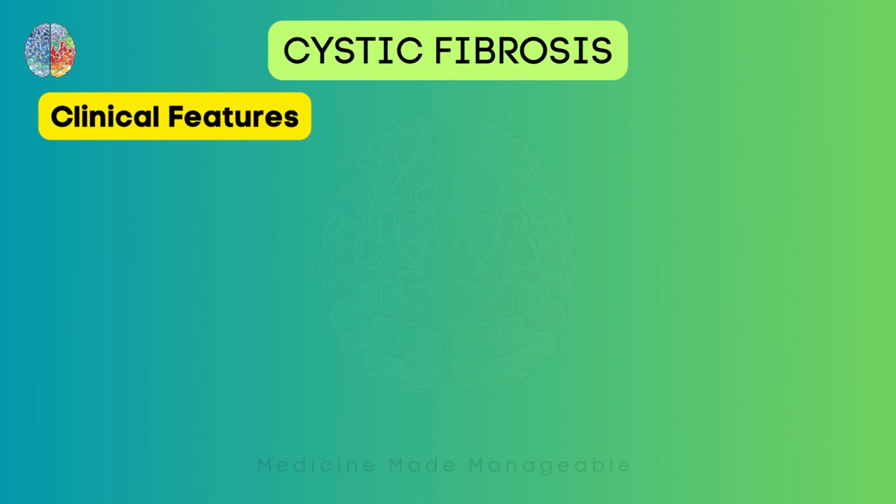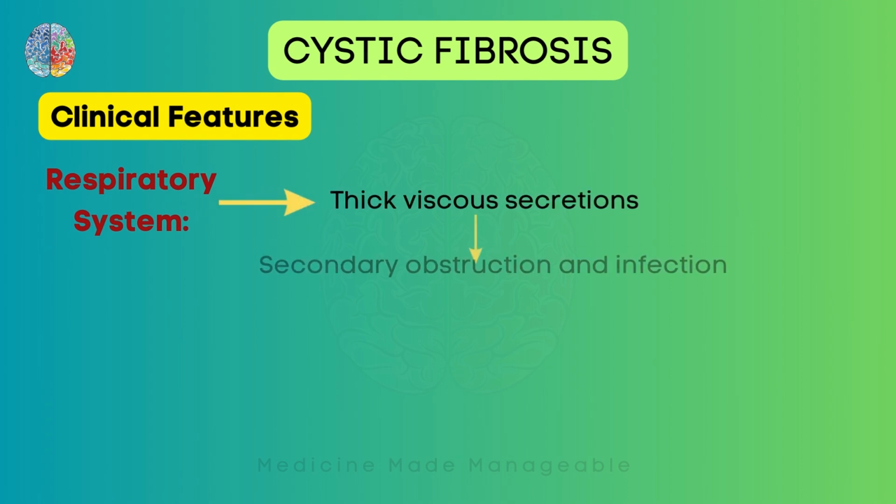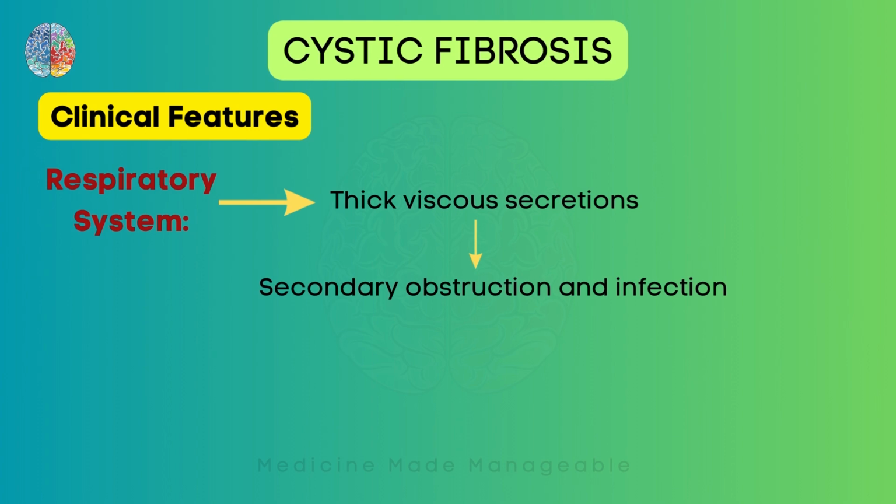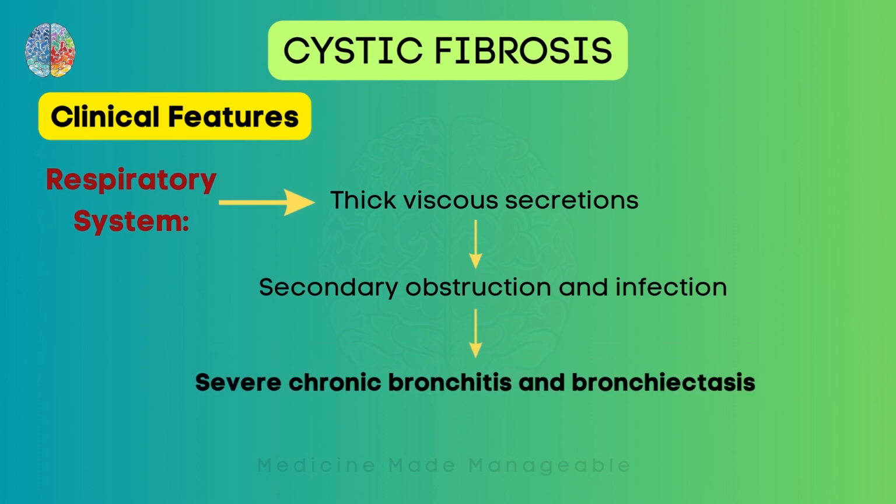Now what are the clinical features? So let's go system by system. Let's see what happens in the respiratory system first. So as we just saw, there will be very thick secretions here. This will lead to secondary obstruction and infection, and this can finally lead to severe chronic bronchitis or bronchiectasis. I've made videos on both of these topics, so please go check those out.